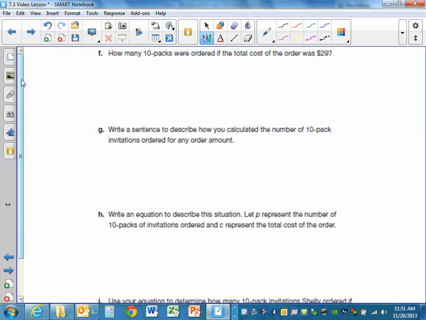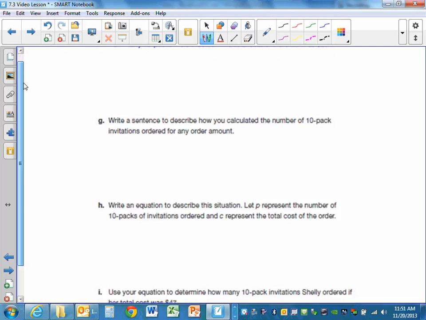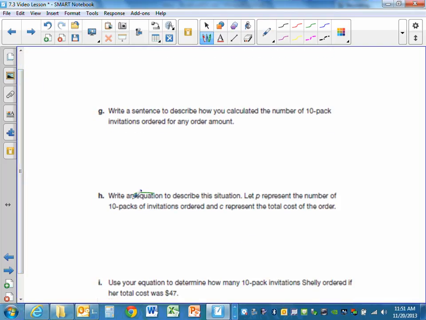Before I move on to E, I want to talk about letter H. H says to write the equation to describe the situation. Remember that an equation has an equal sign in it. If I'm going to write the equation, I have my 6p plus 5, and I'm going to set that equal to the cost. Now I want you to go back and try E, F, G, and I on your own.